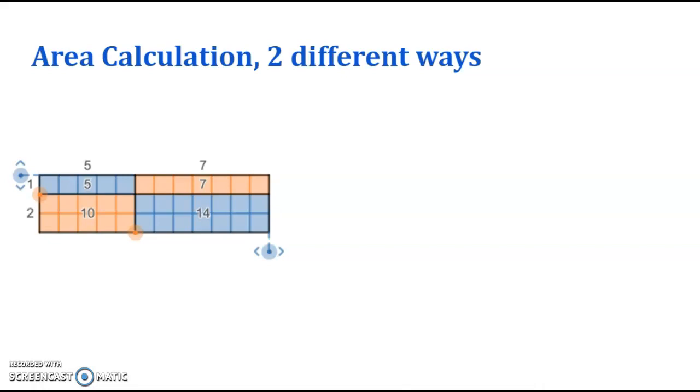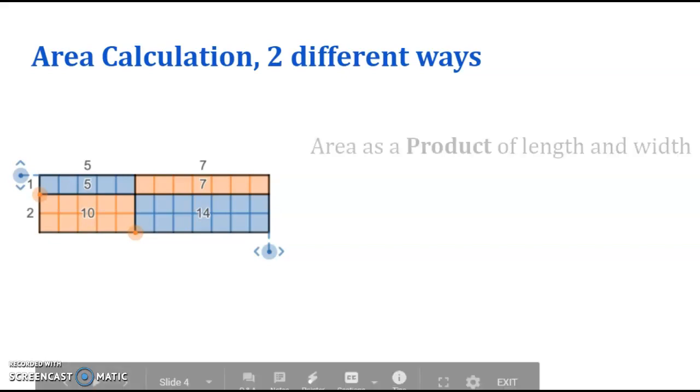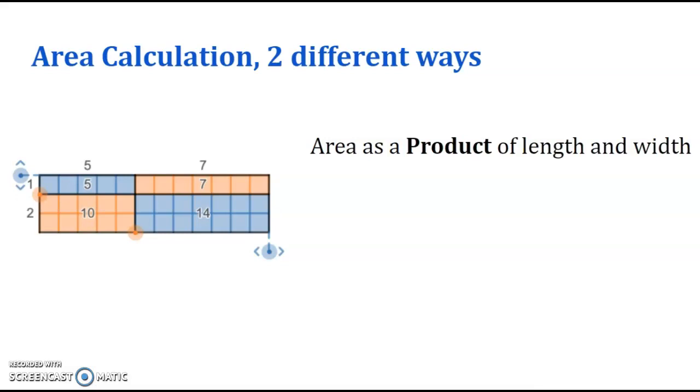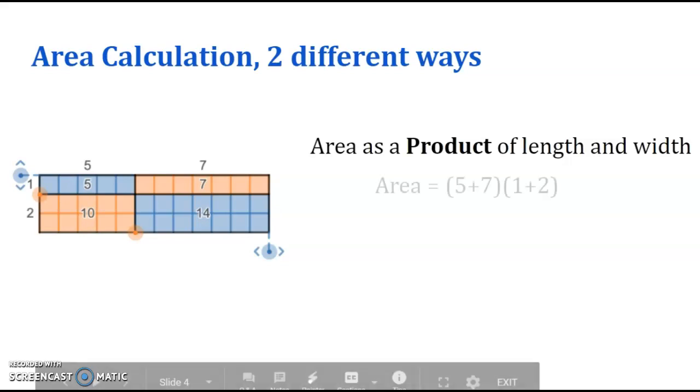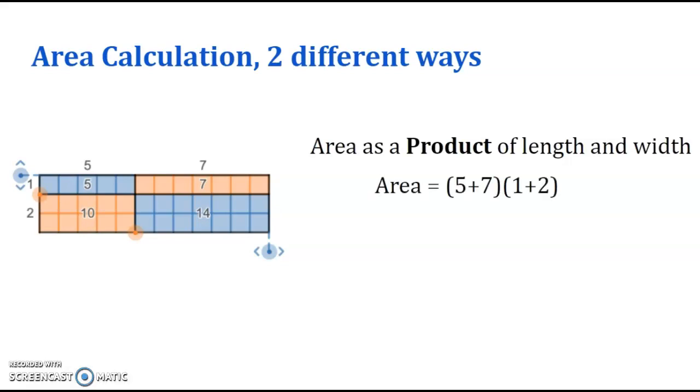So if you have this area model being represented here, we could represent the total area of this rectangle as a product of length and width. What was length? Length was this length. This was 5 units here for the blue length plus 7. And the width was 1 unit here for the blue width and plus 2 for the orange part. So length was 5 plus 7. The width was 1 plus 2. And you can multiply that to get the area. So in this case you'll be multiplying 12 by 3.